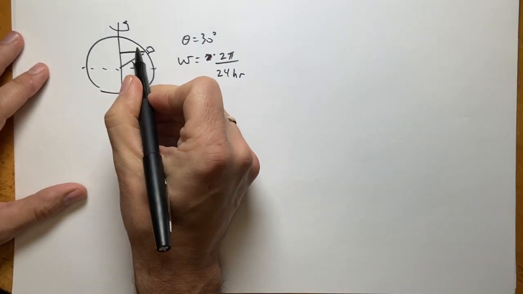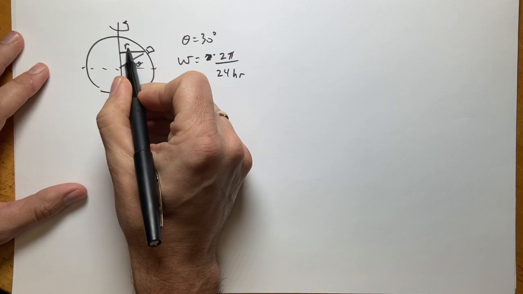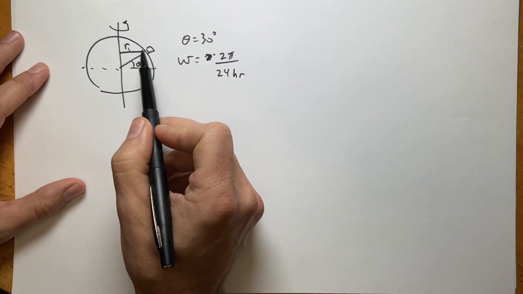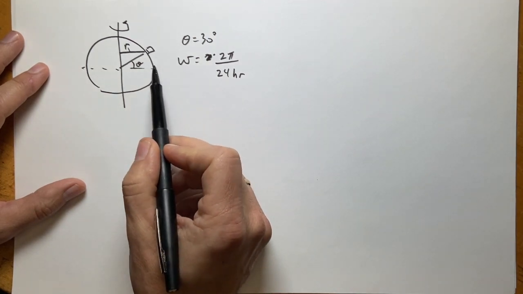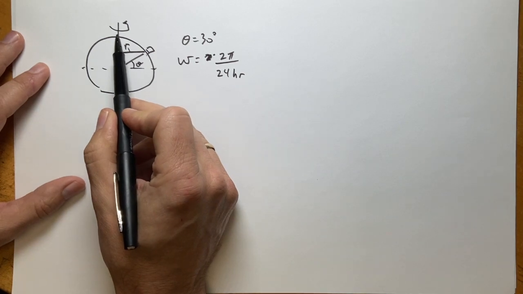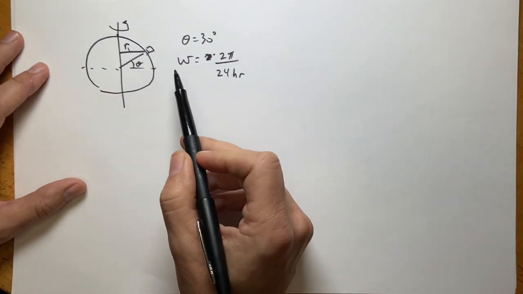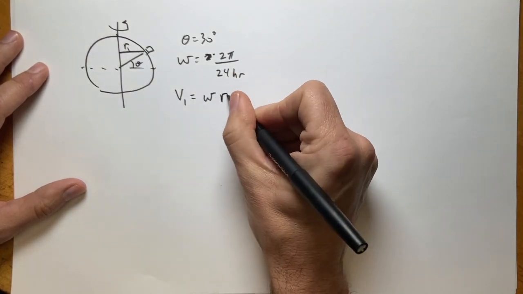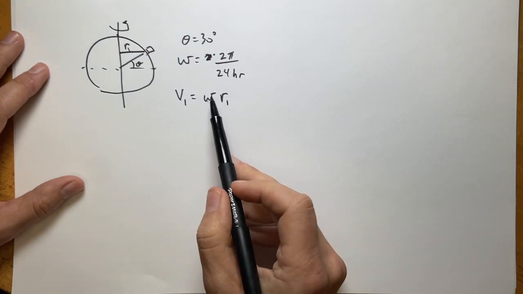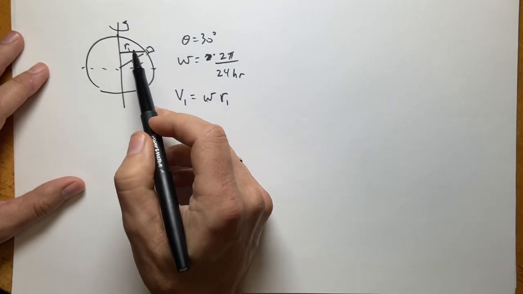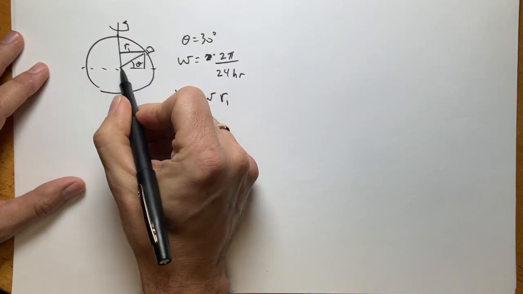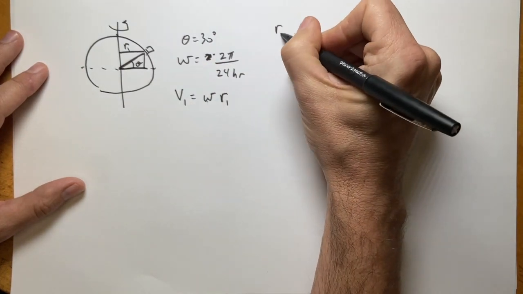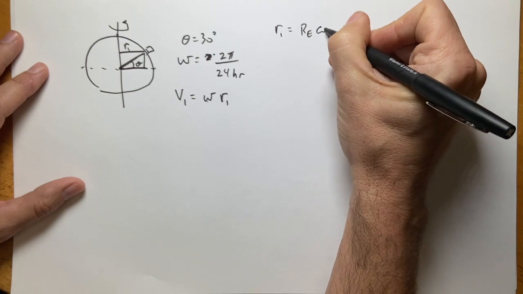And this, I'll call that R1. That's the radial distance of the object, right? Because it's not moving in a circle the size of the Earth. If it was at the North Pole, it'd be moving in a circle of radius 0. So I need to find that. So I can say V1 is omega R1. That's going to be my angular velocity times the radius. And the radius R1 is this distance right here. So this is the radius of the Earth, so R1 is the radius of the Earth times cosine of theta.